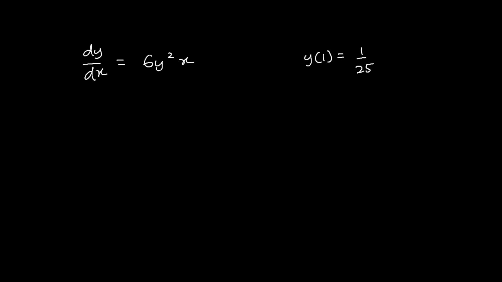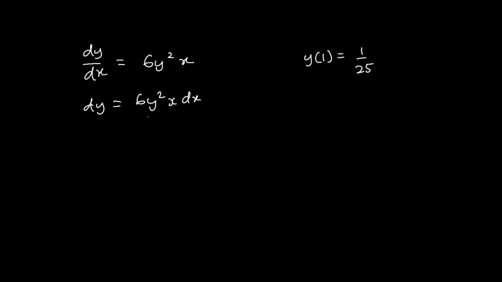So what we have to do here is to separate the variables. You have to group the terms with the y variable on one side and the terms with the x variable on the other side. To do this, I'm going to do cross multiplication here. So I have dy equal to 6y squared x dx. Let me write this again: 6y squared x dx. Okay, this is what I have now.